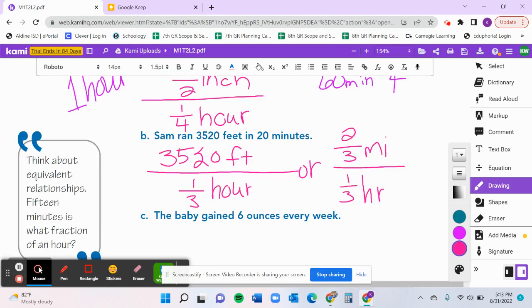Part B. For this, you could have either turned one part or both parts of the ratio into fractions. You could have gotten 3,520 feet over 1/3 of an hour, or 2/3 of a mile over 1/3 of an hour.